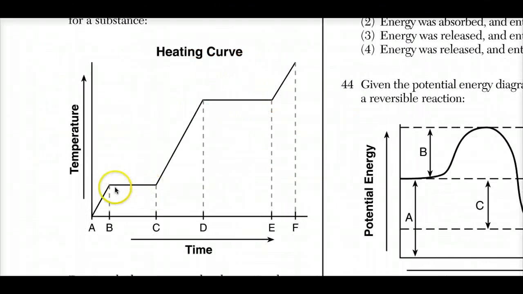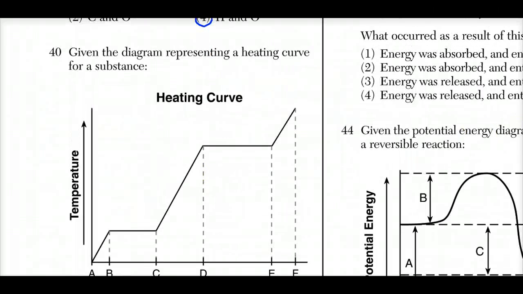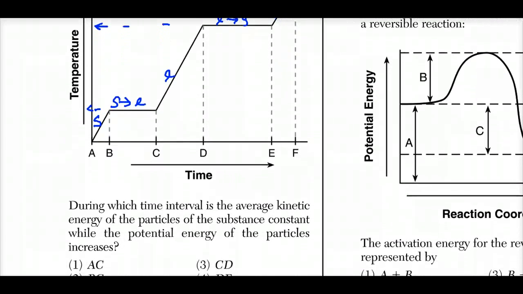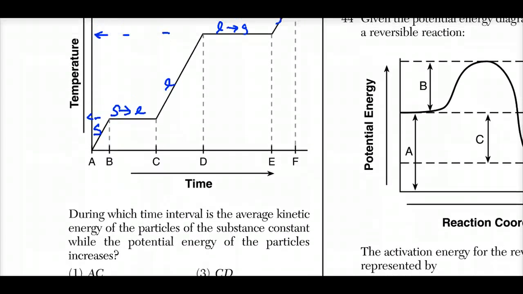Choice 4. Okay, so we have our heating curve for question number 40. This heating curve, I know this is going to be my solid, my liquid, and my gas. I know this is solid going to a liquid. I know this is a liquid going to a gas. If I wanted the temperature of this phase change, I could look at the place where it stays constant. Let's go see what kind of questions they have. During which time interval is the average kinetic energy of the particles of the substance constant?